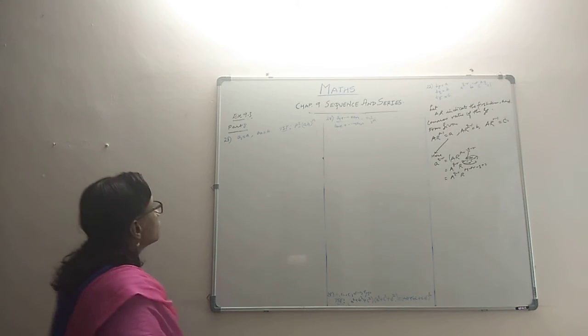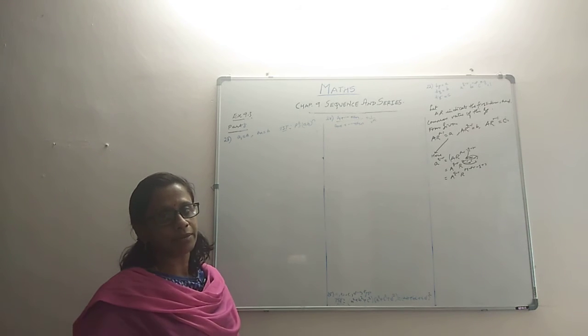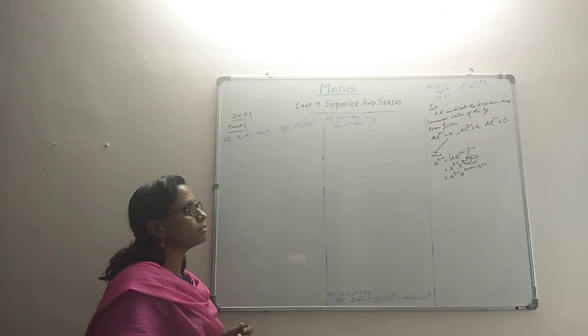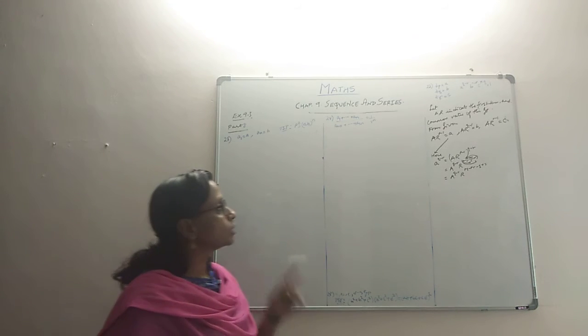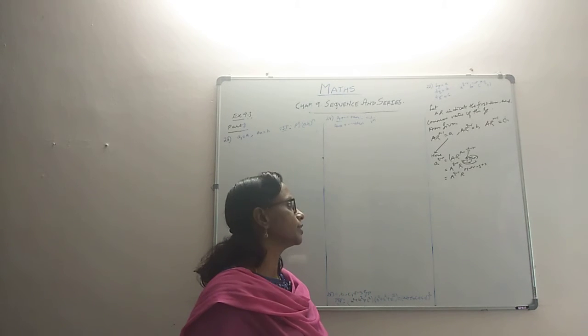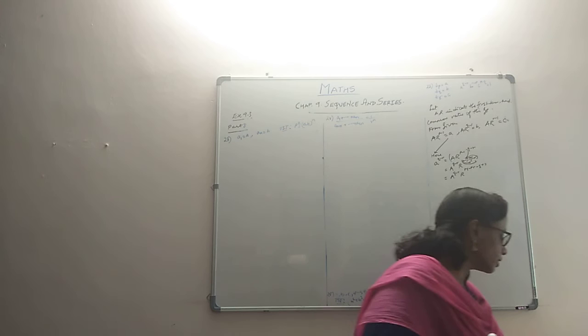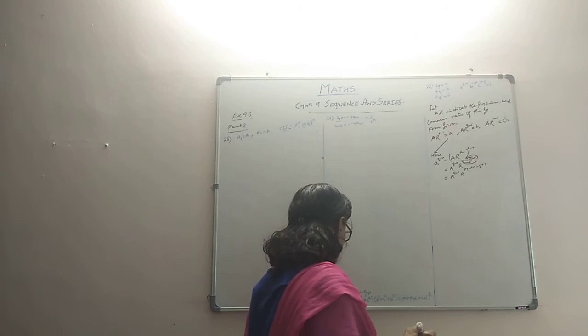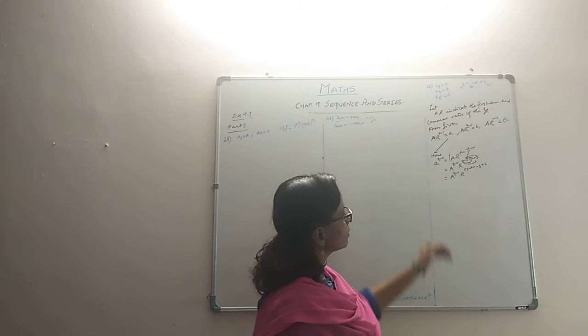Hello folks, we come to part 8 of exercise 9.3 and let's continue with the remaining problems. In the previous video we couldn't complete the 22nd problem due to some technical problems, so let's complete that and then come to the 23rd problem. We were at this a raised to q minus r till this step and then we will continue from there.